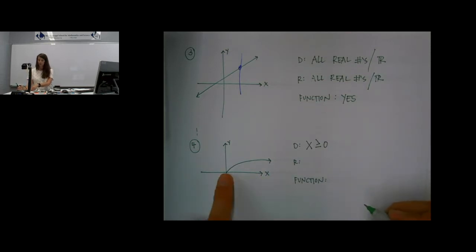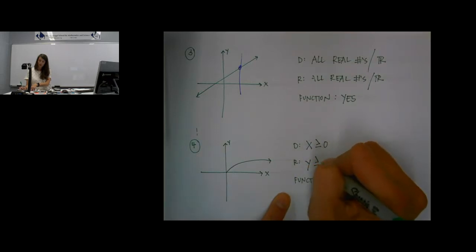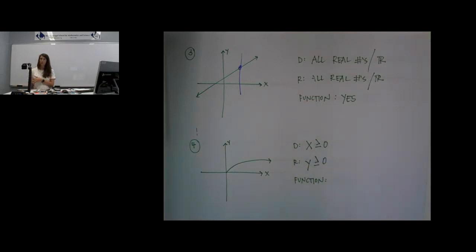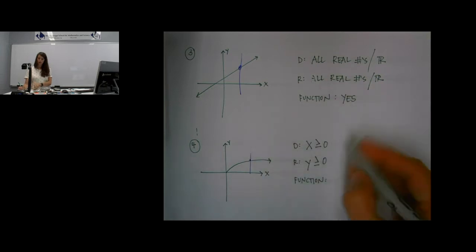Okay, the range, I don't have any negative values either way. So I have all positive values, so that means that y is also going to be greater than or equal to 0. Is this one a function? If you draw a line through it, the answer to that would be a yes.